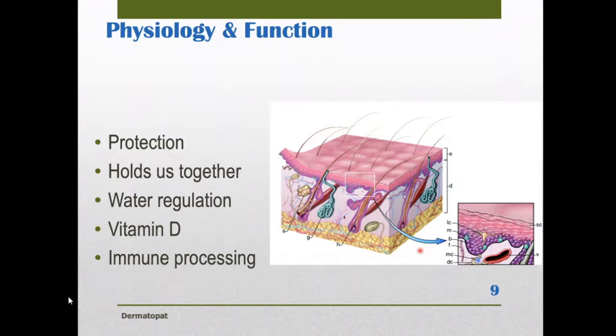So the synthesis of vitamin D, you know it, and also it helps us to protect ourselves against injurious agents such as infectious agents, and it is one of the parts of the innate immune system.